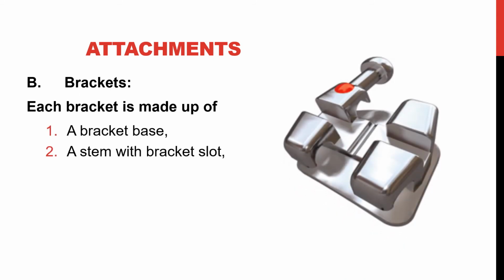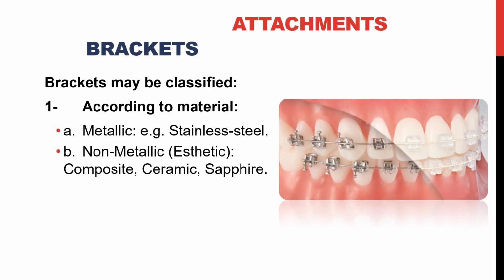The second type of attachment are brackets. Each bracket is made up of a bracket base, a stem with a bracket slot, tie wings, and some form of a hook. Brackets may be classified according to the material from which they are constructed into metallic, for example, stainless steel, and non-metallic. They are known as aesthetic brackets that are made from composite, ceramics, or sapphire brackets.